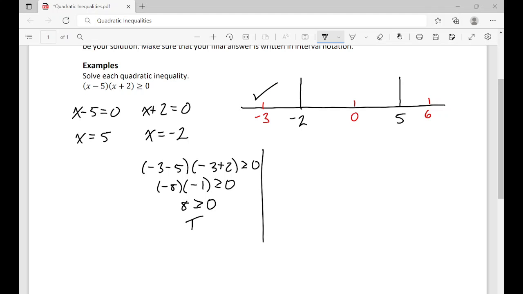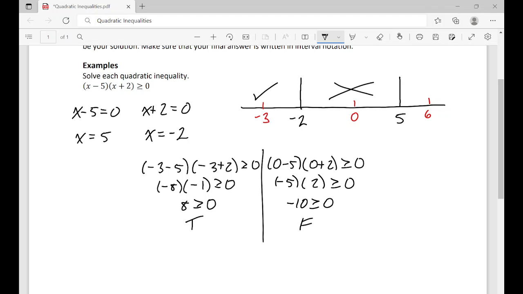Now I'm going to do it again for 0. So (0 minus 5)(0 plus 2), greater than or equal to 0. So I'm going to get negative 5, positive 2, and multiply those together to get negative 10. So is negative 10 greater than or equal to 0? No, that's false. So everywhere there's 0 between these two, this area, is false.